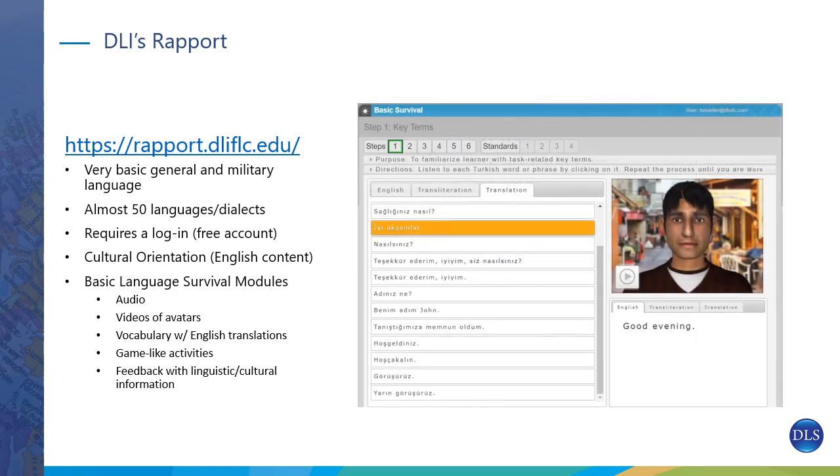In the actual modules themselves, you can see that it has a video portion with an audio. There's an avatar speaking the phrases. You can toggle between seeing the phrases in English, seeing a transliteration, and then also seeing the target language translation of the words.